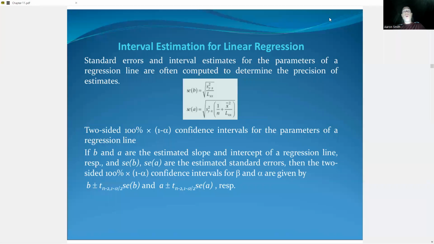Hi, in this video, we want to take a look at interval estimation for linear regression, and we want to take a look at hypothesis testing on correlation. All right, so for interval estimation, we want to get a confidence interval on the slope and the intercept of our simple linear regression model.